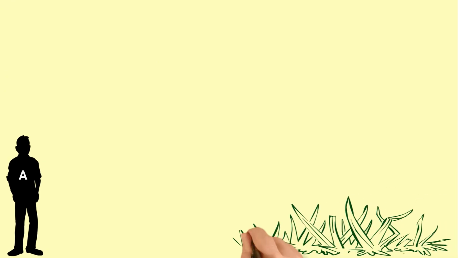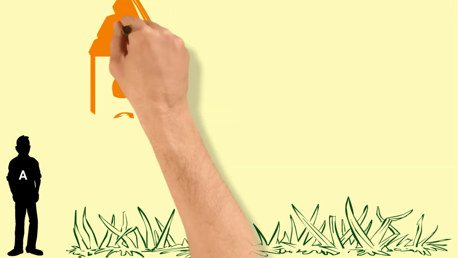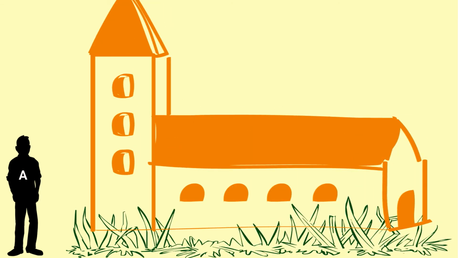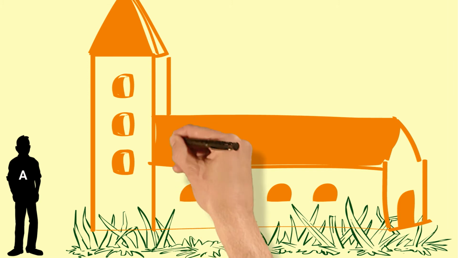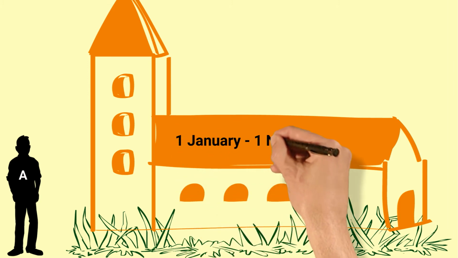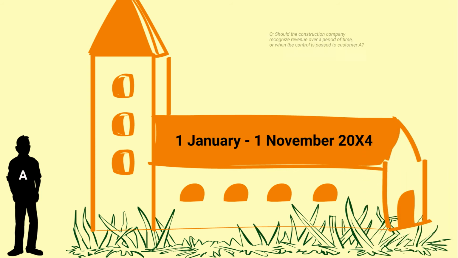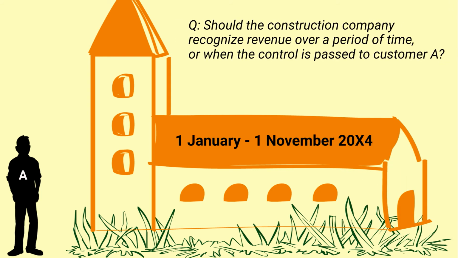Let's look at an example. Customer A engages a construction company to build a home on a land that customer A owns. The construction company agrees to build the home starting January 1st and completes the building in November of that same year. Should the construction company recognize revenue over a period of time or when the control is passed to customer A?